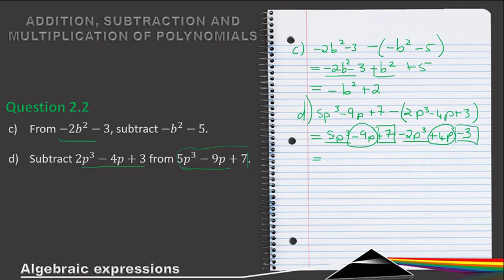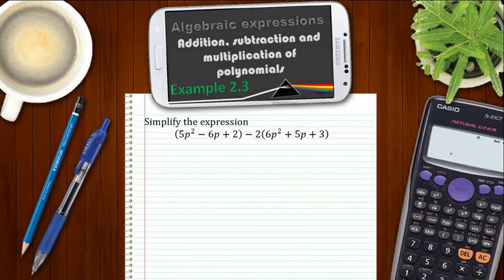I've got 5p cubed minus 2, that's 3p cubed. Then minus 9 plus 4 gives me minus 5p. 7 minus 3 is plus 4. Okay. Now simplify this expression.